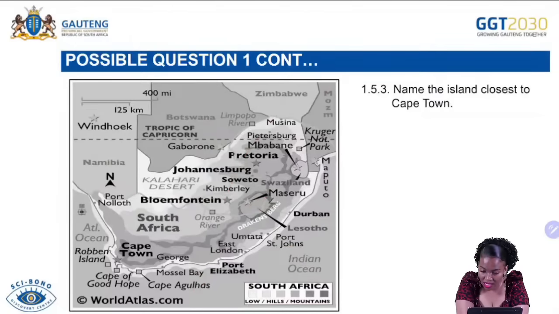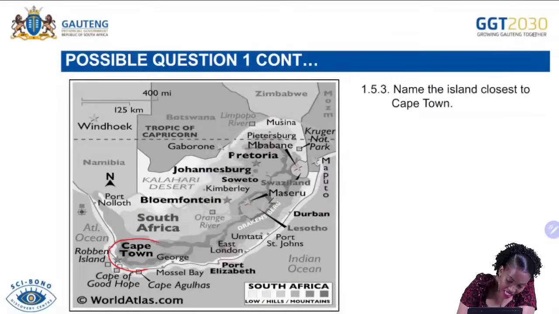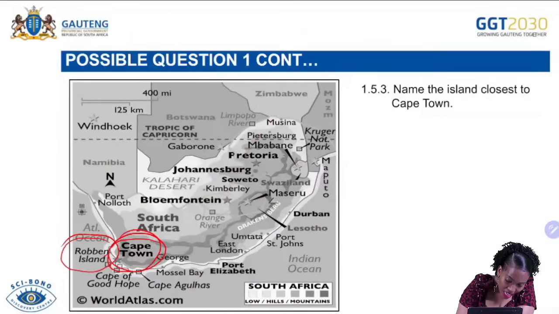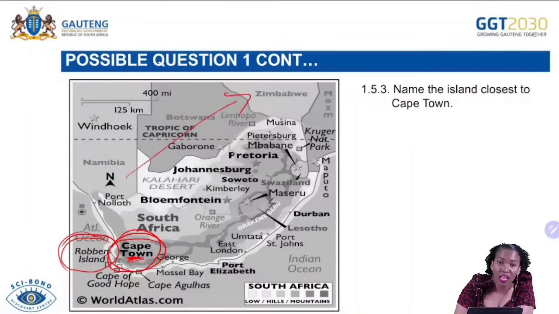Name the island that is closest to Cape Town. Where is our Cape Town? Here is our Cape Town. So what is the island that is closest to Cape Town? Here is an island. Because I'm at Cape Town, I see an island. Guys, you don't go and mention an island that you see there. They said the one that is closest to Cape Town. So the island that is closest to Cape Town is Robben Island.